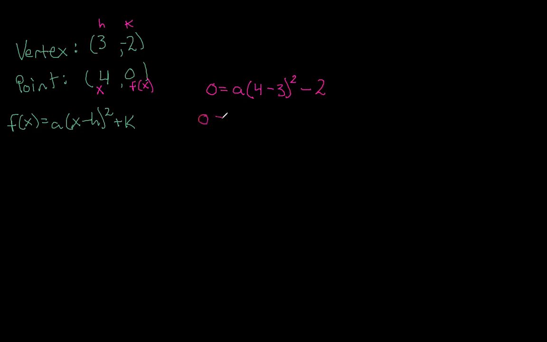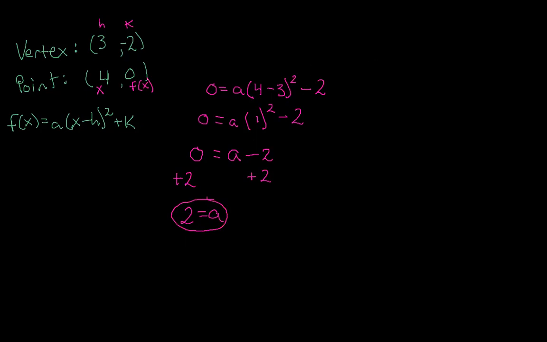All right, so let's just work through this. Solve for a. 0 equals a times 1 squared minus 2. 1 squared is just 1, and 1 times a is just a. I still have subtracting 2 on the end, so let me add 2 to either side. So 2 equals a. Solve for a. A equals 2.